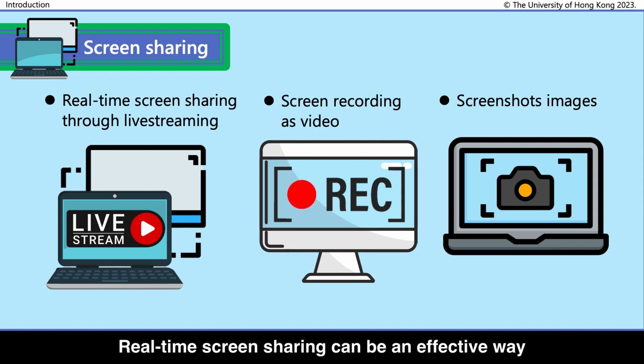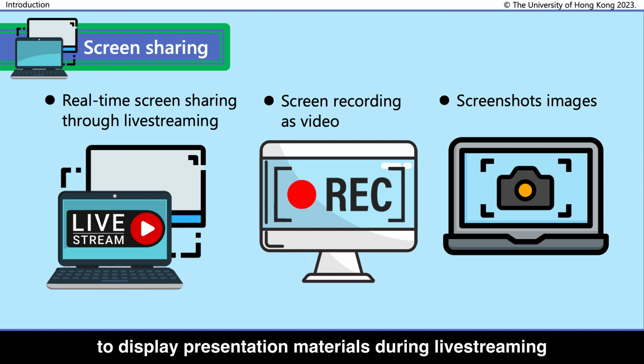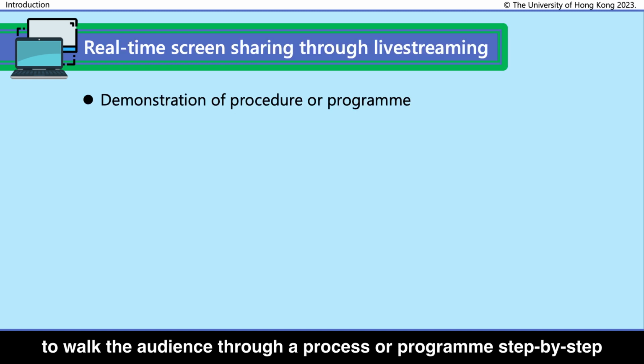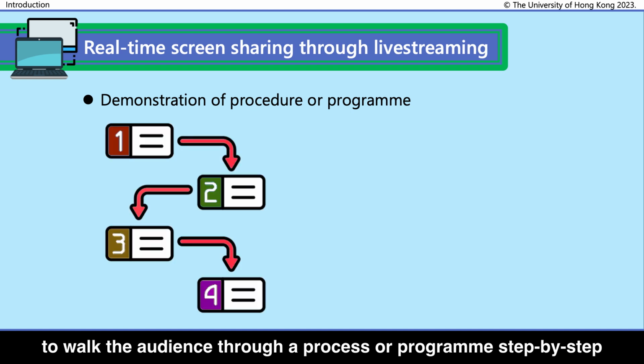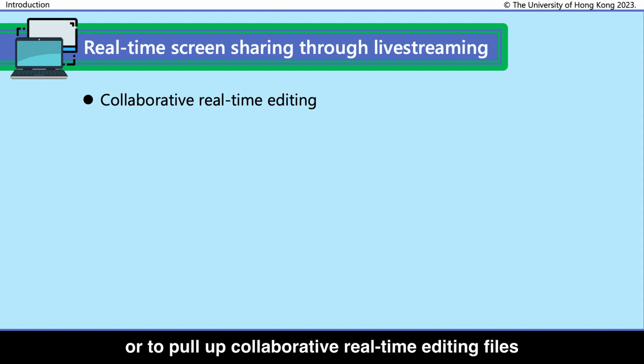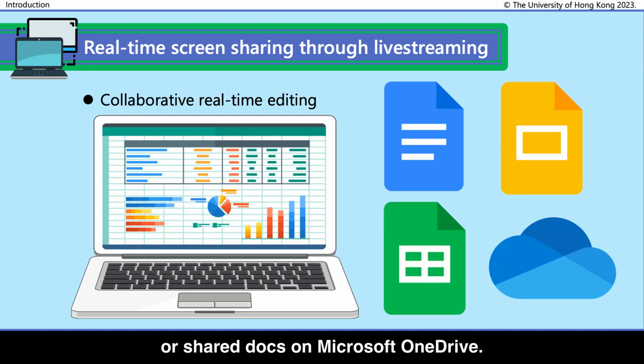Real-time screen sharing can be an effective way to display presentation materials during live streaming, such as PowerPoint slides or other media, to walk the audience through a process or program step by step, like a statistical analysis, or to pull up collaborative real-time editing files, like Google Docs or shared docs on Microsoft OneDrive. These online platforms allow users to edit documents together in real time.